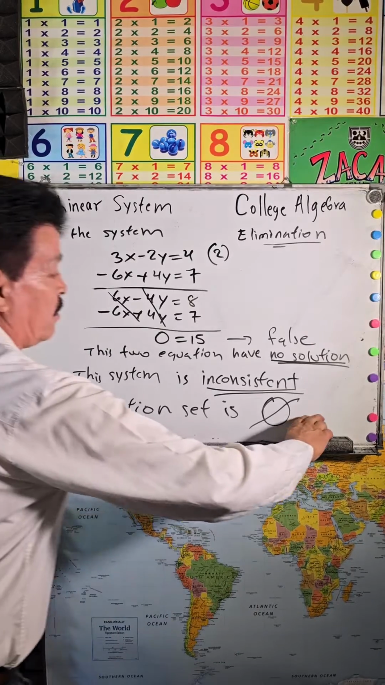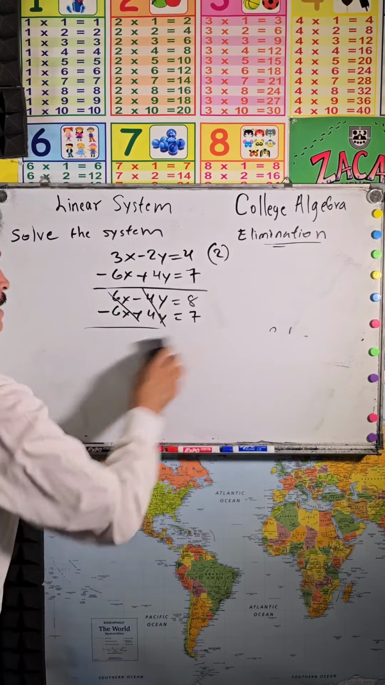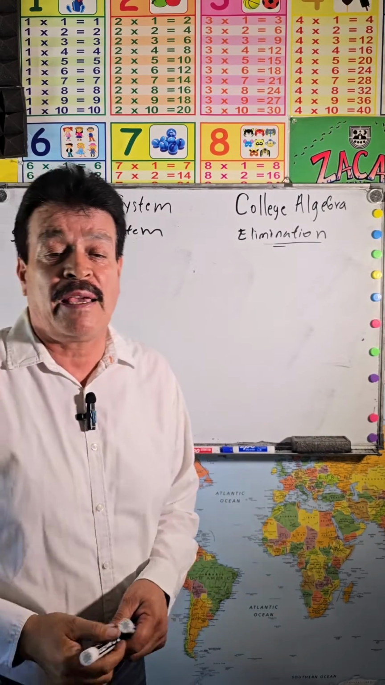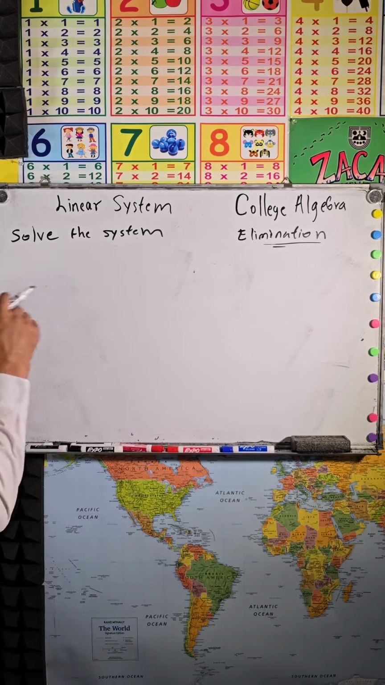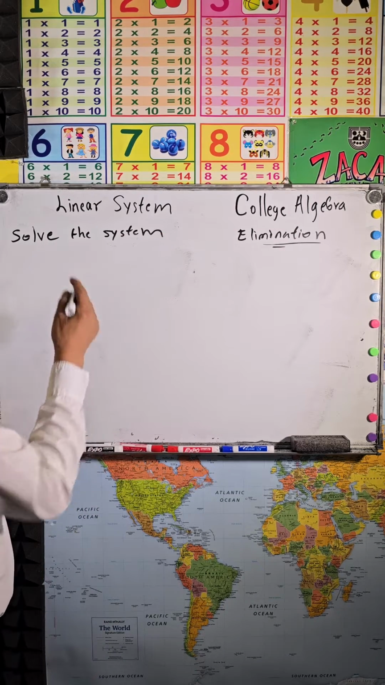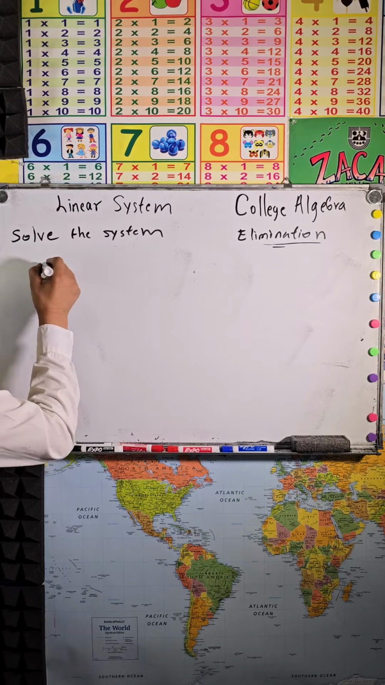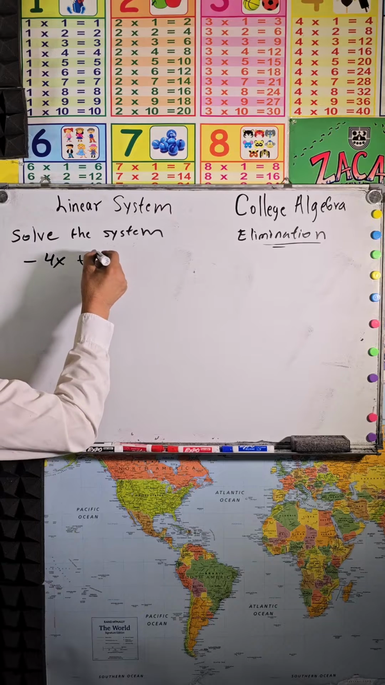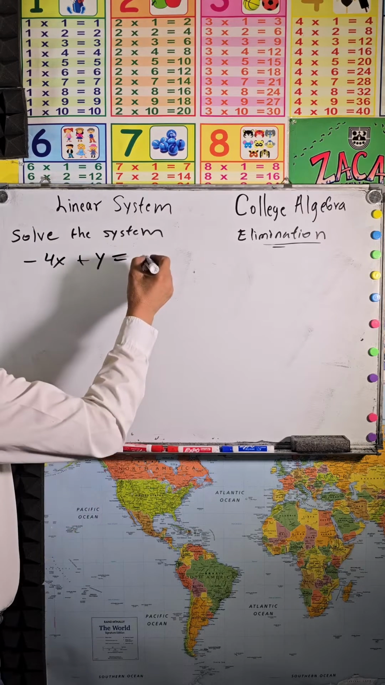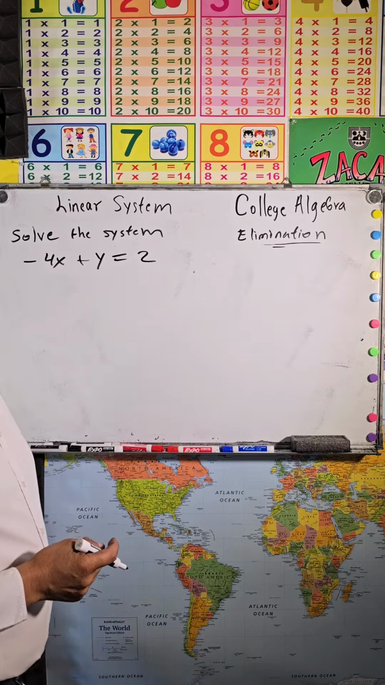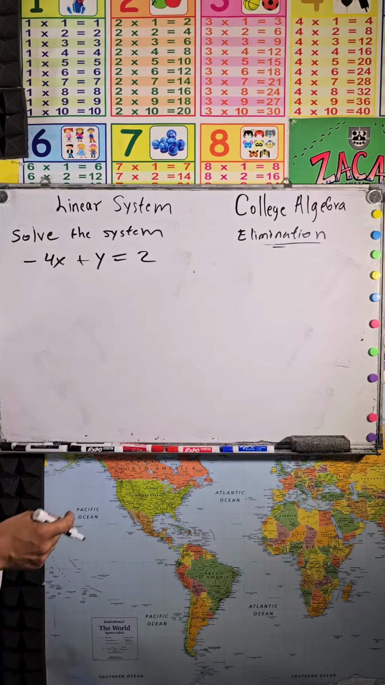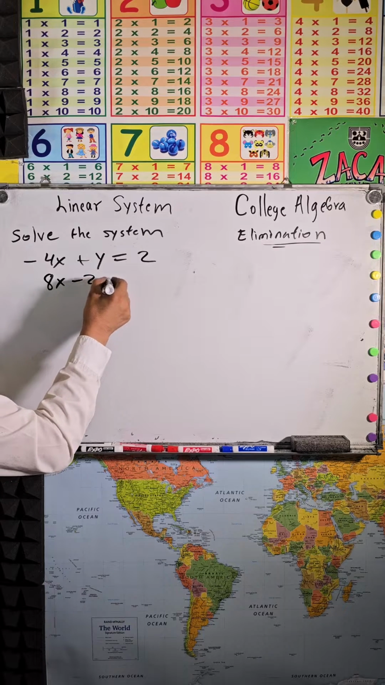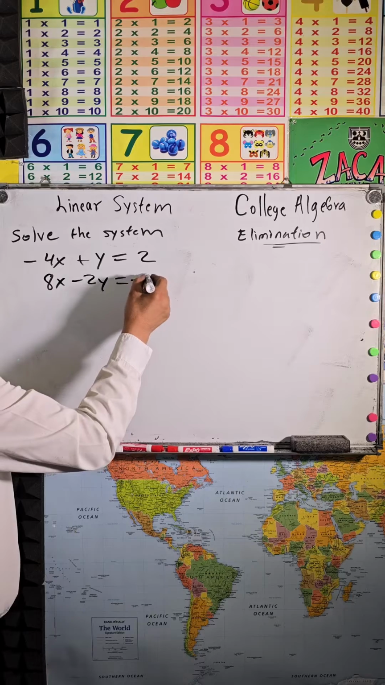Okay, now let's solve the system. Let's write problem number 3: negative 4x plus y equals 2, and 8x minus 2y equals negative 4.